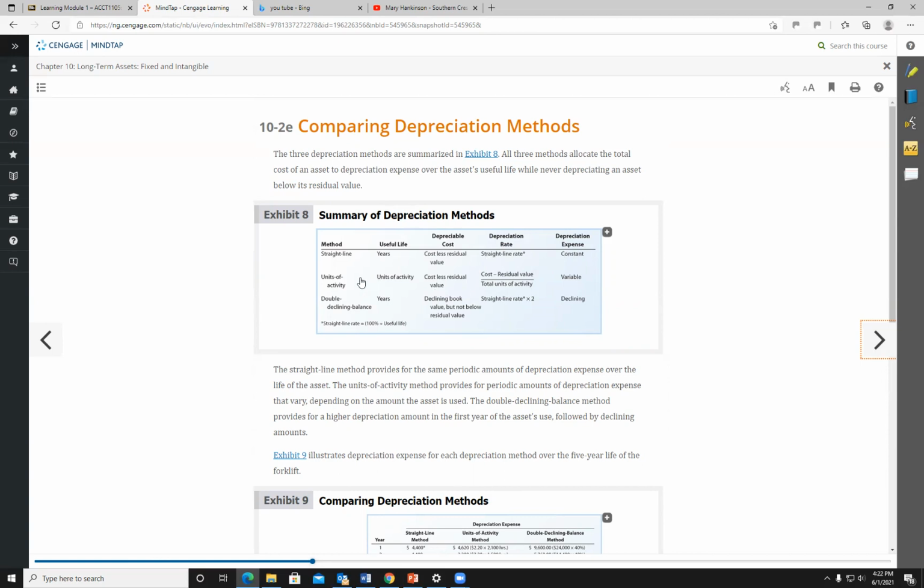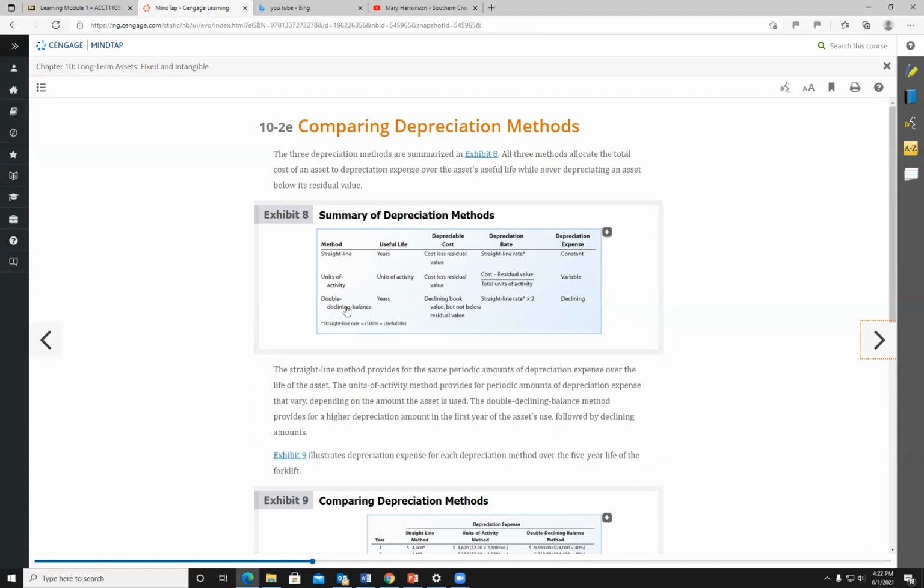All right. Units of activity: its useful life is its units of activity, whether it's based on hours of use or miles or number of products produced. That is what is used. The depreciable cost is cost less the residual value. And then the depreciation rate is the depreciable cost divided by the total units of activity. And every year it's variable, because it depends on the units of activity as to how much the depreciation expense is.